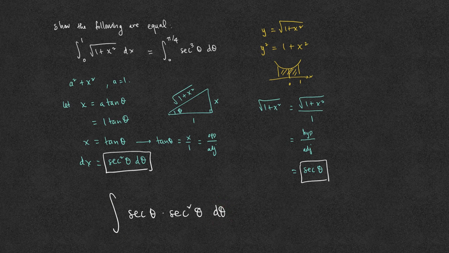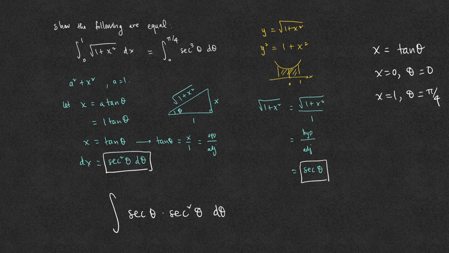Next, since the variable of integration is theta, we also need to substitute the limits of integration. If x equals tangent of theta and x equals 0, then theta needs to be 0. When x equals 1, theta needs to be pi over 4, because tangent of 0 is 0 and tangent of pi over 4 is 1.